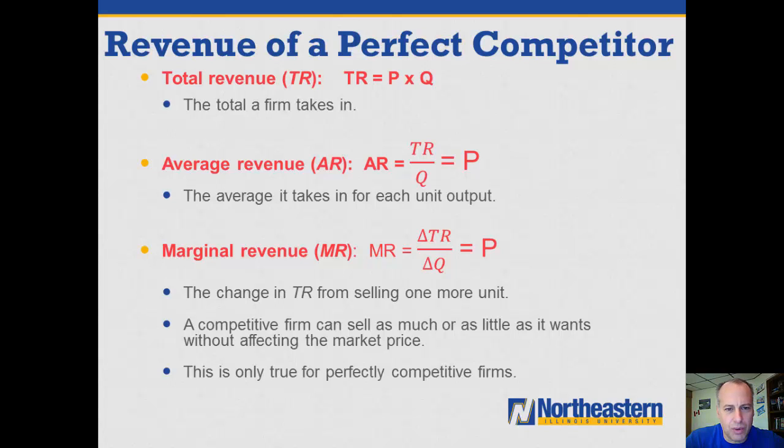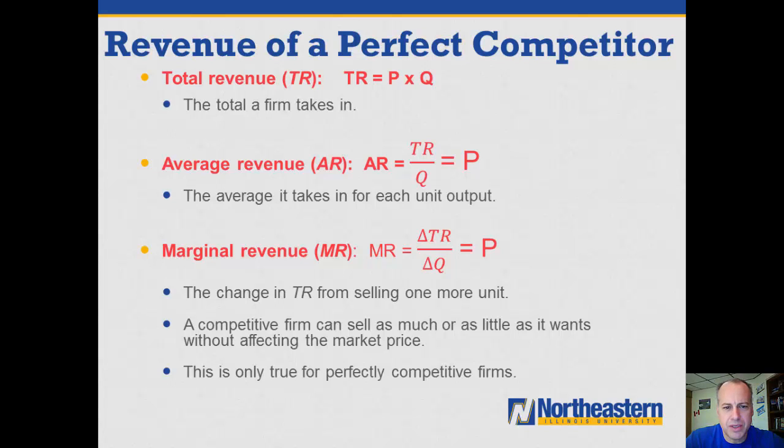And the marginal revenue is going to be the additional revenue from selling one more unit of the output. So if I went from selling 1,000 to 1,001, I put an extra $10 in my cash register. So the change in total revenue from selling one more unit is marginal revenue. It's worth noting that a competitive firm, as we saw on the last slide, can sell as much or as little as it wants without affecting the market price. They're a small fish in a big pond.